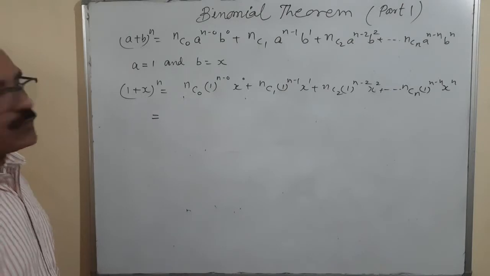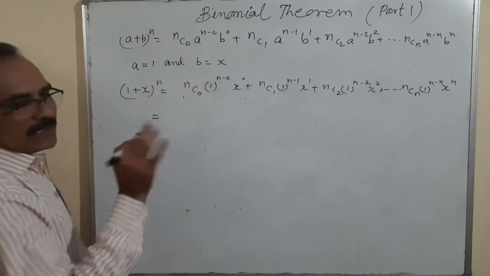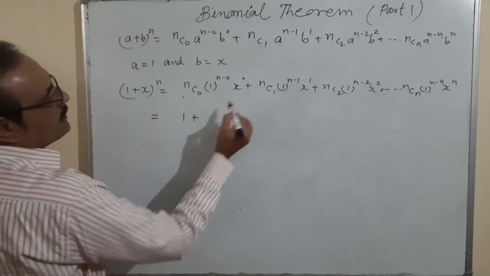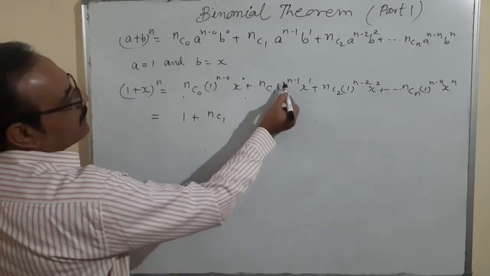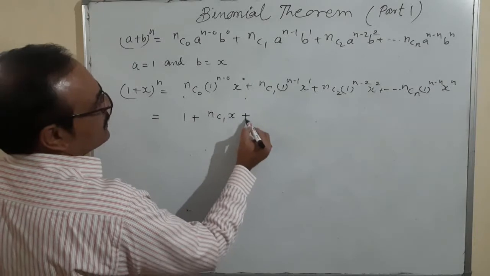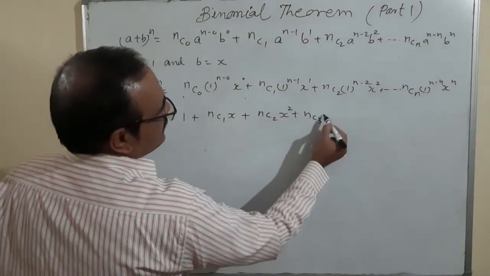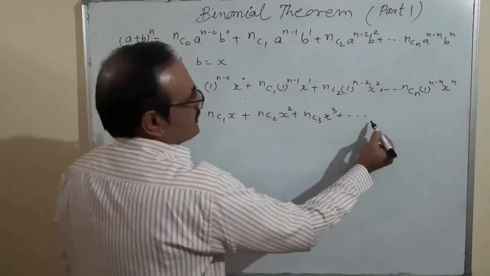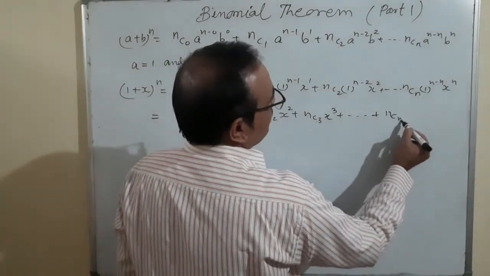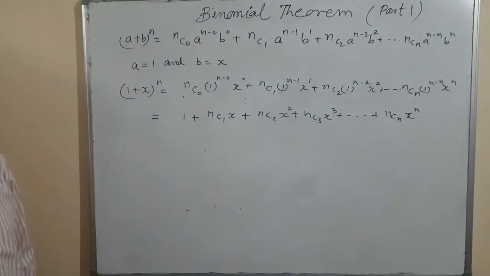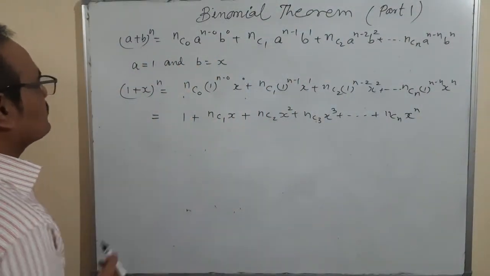nC0, the value is 1. 1 to the power anything, the result is 1. x to the power 0 means it is 1. Plus nC1 x, plus nC2 x squared, plus nC3 x cubed, and so on up to nCn x to the power n. Okay, I hope you will remember this expansion. This is (1 + x)^n.